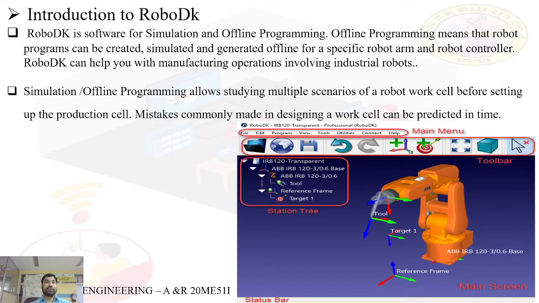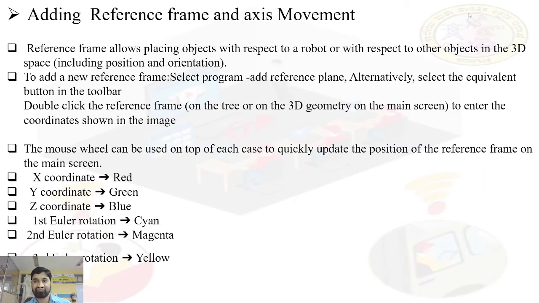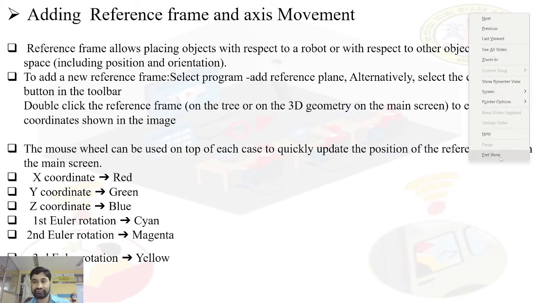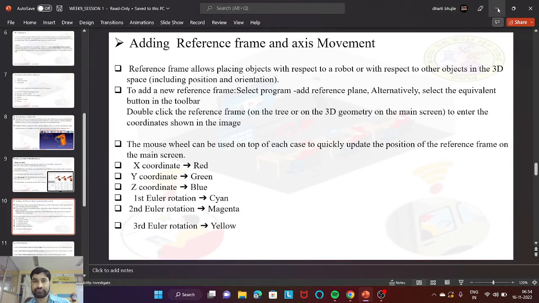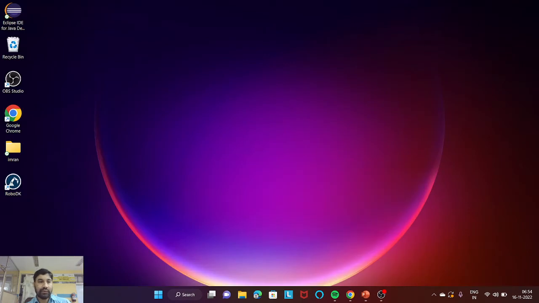So, introduction to RoboDK software. In the next slide we are discussing more about RoboDK software. Let's directly move to that software. If you install this RoboDK software, it will appear on the desktop like this. In order to download the RoboDK software, we go to the internet here.